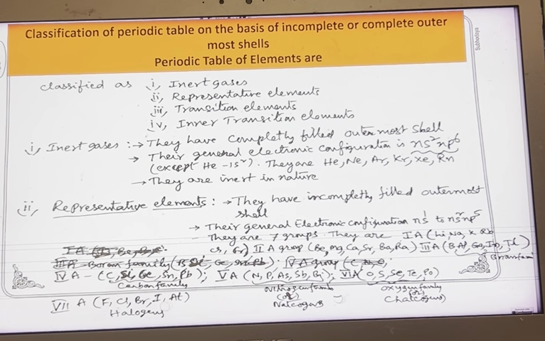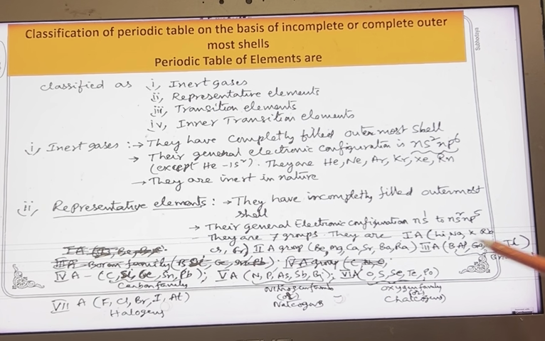They have the general configuration from ns1, alkali metals, to ns2 np5, halogens. ns1 is first A group, ns2 second A group, ns2 np1 third A group, boron family, ns2 np2 carbon family, ns2 np3 nitrogen family or pnictogens, ns2 np4 oxygen family, also called chalcogens, ns2 np5 halogens. It contains 7 groups.